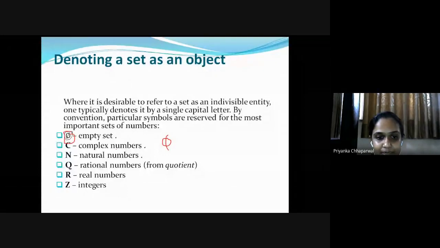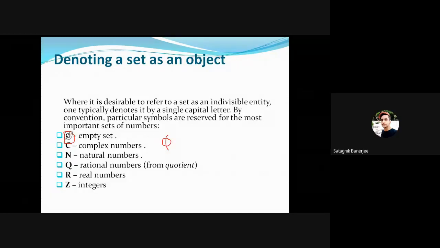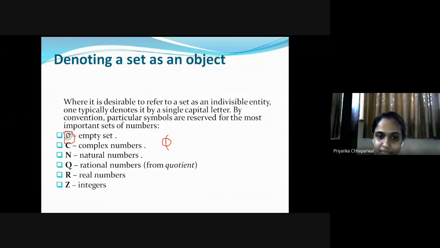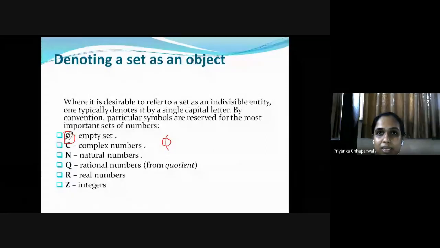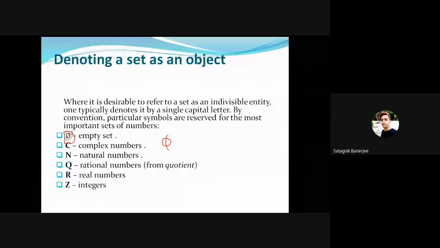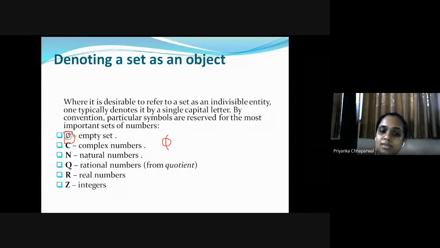Then what is a natural number? A positive integer is known as a natural number: 1, 2, 3, and so on. A whole number is different from a natural number; there is one basic difference. A natural number is an integer greater than 0, from 1 to infinity.